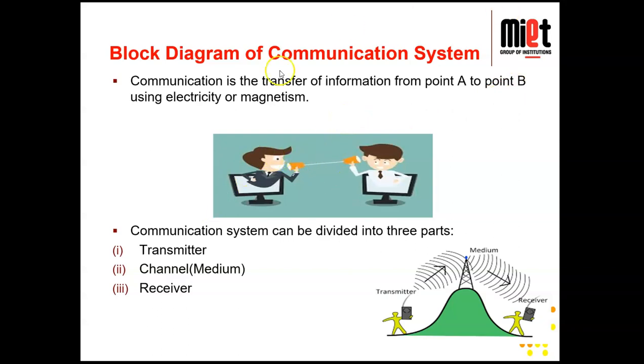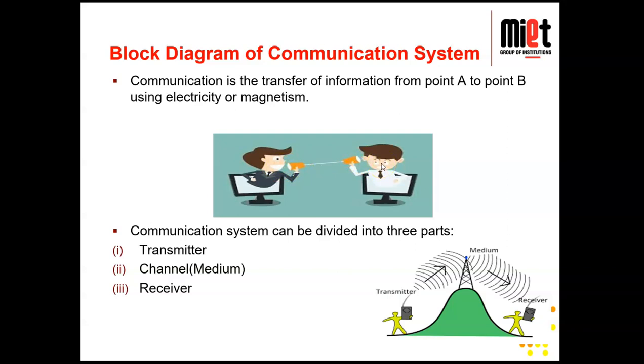Here you can see in this picture, one boy has this something and the other boy has the same thing. He wants to talk using a wire connected to that point, so he is talking and the other boy is trying to listen. So this is also one kind of communication.